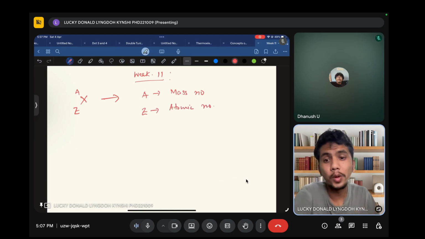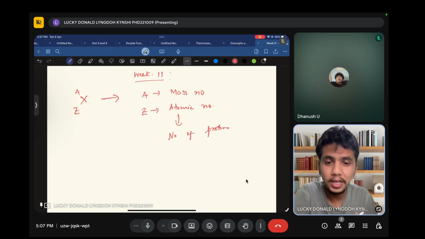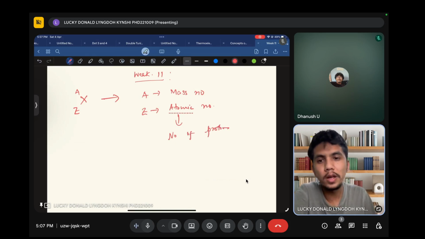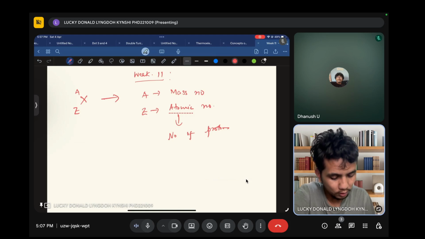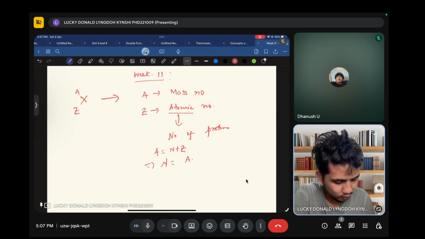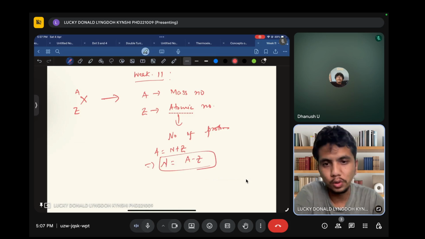When I say atomic number, it means the number of protons in a nucleus. If I have to find the number of neutrons, because the nucleus has both protons and neutrons, you use the relation A is equal to N plus Z. So your mass number is the total number of protons and neutrons, and the number of neutrons is equal to A minus Z. That will give you the number of neutrons.